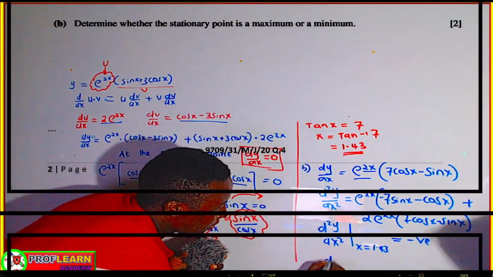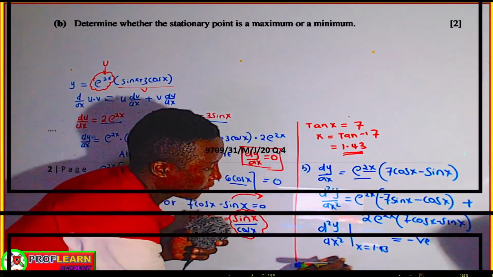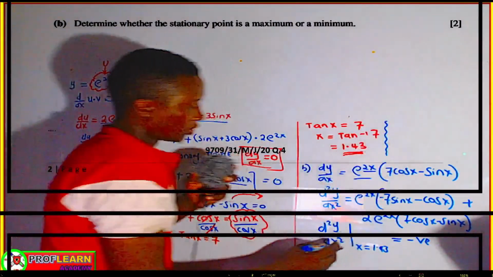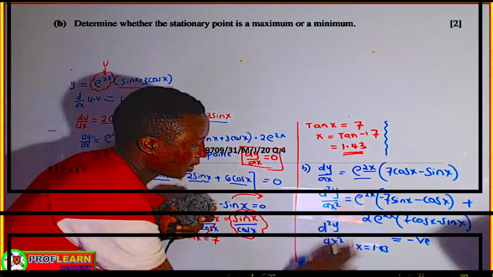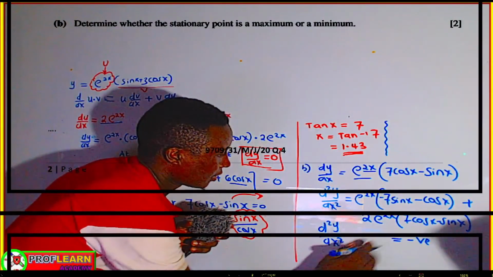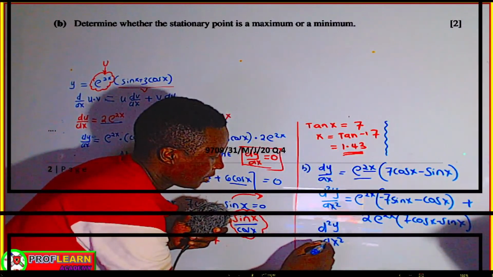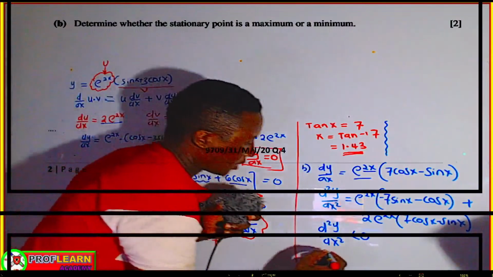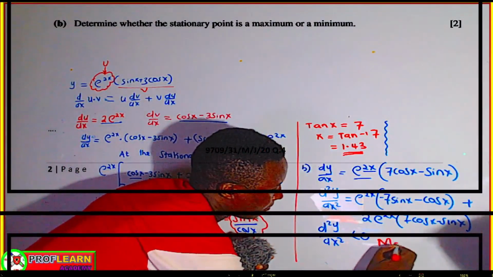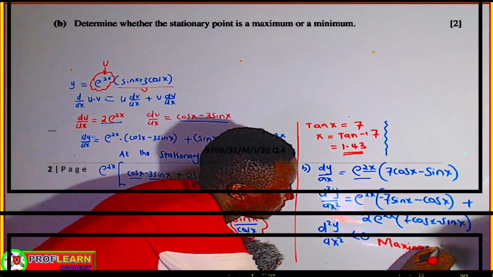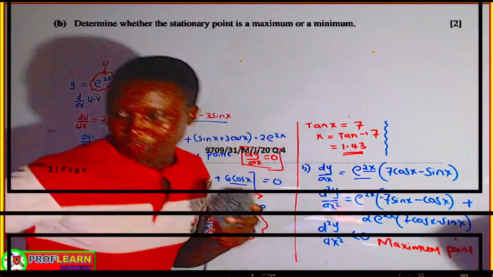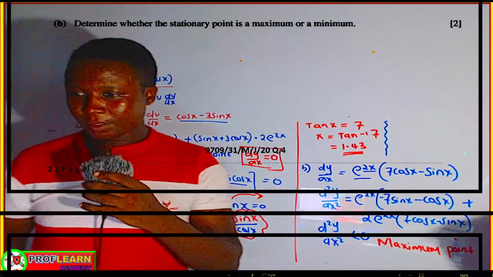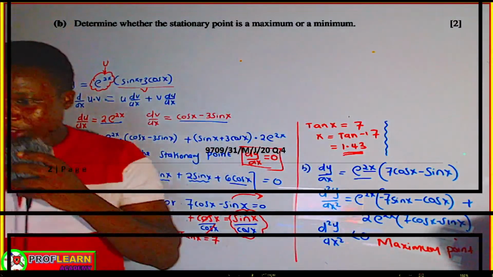So meaning that our, okay, let me just try to find somewhere to write. Once you work out that, you are going to realize that our d squared y over dx squared is less than 0, and when you get that it is less than 0, that means that this is a maximum point. So that's basically what you do in a scenario like that.